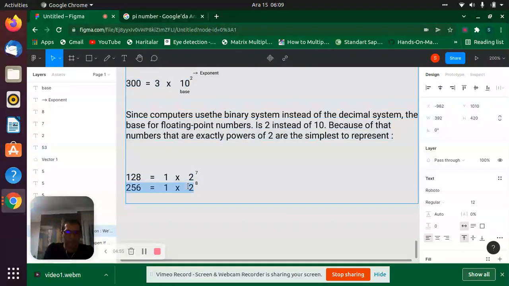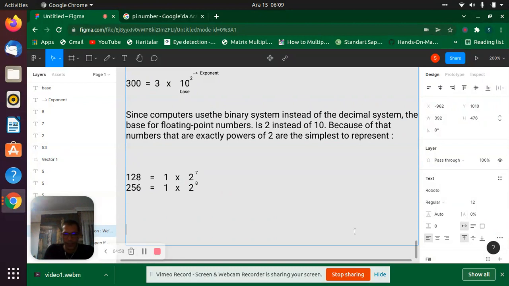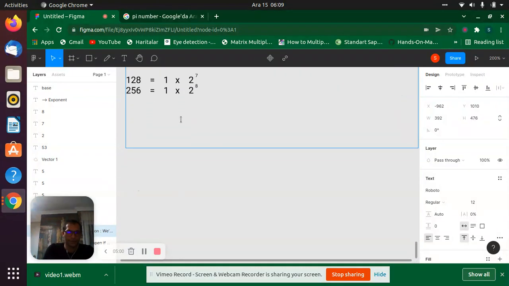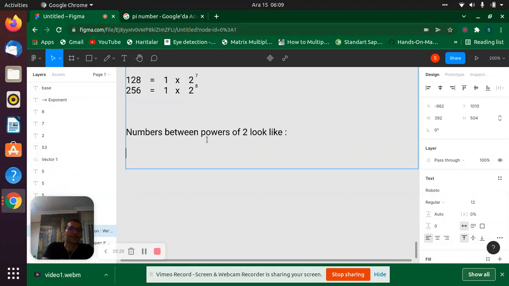Now we will write something here again. I will say, let's come down and say numbers between powers of two. Look, this is the important place. I'm so happy to show you here. Yes, this place is important, crazy important.